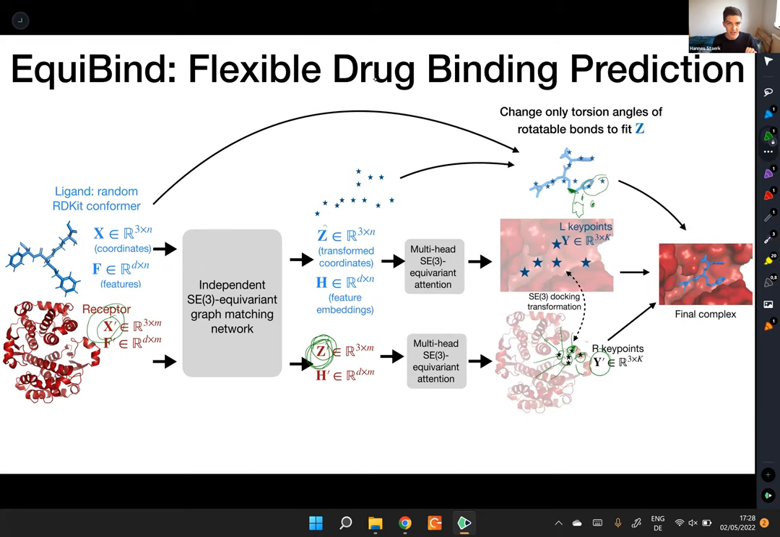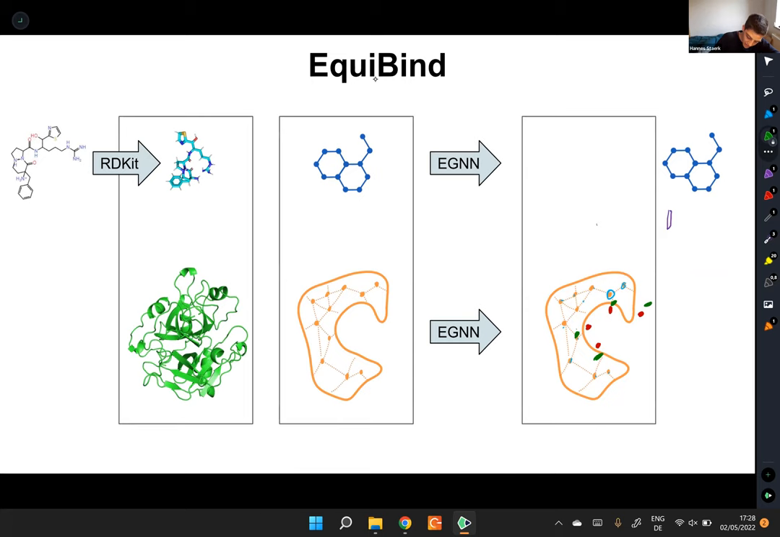And why can't we take the Z dash and do flexible docking? Well, let's go back to this drawing and say we have a ligand that binds to the receptor over here. And then our point cloud, the key points that we construct, are only able to lie within the convex hull of our receptor, because we use this attention mechanism over the coordinates. So they are only able to lie in here. Oops, let me take another color. The key points are only able to lie in here.